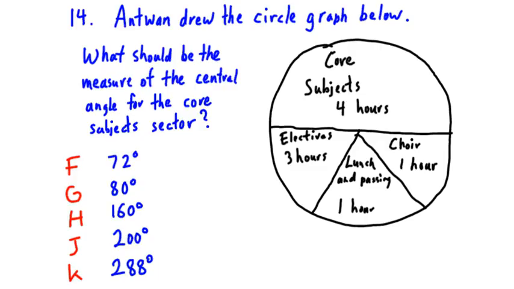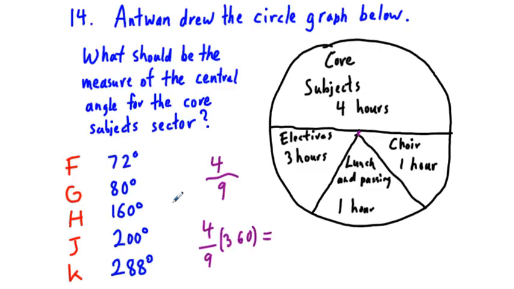Antoine drew the circle graph below. What should be the measure of the central angle for the core subject's sector? And here we have one set up, the core subject sector. Well, you have 4 hours here in core subjects, and your total amount of time, you get 4 plus 3 plus 1 plus 1 is 9. So you should get 4/9.